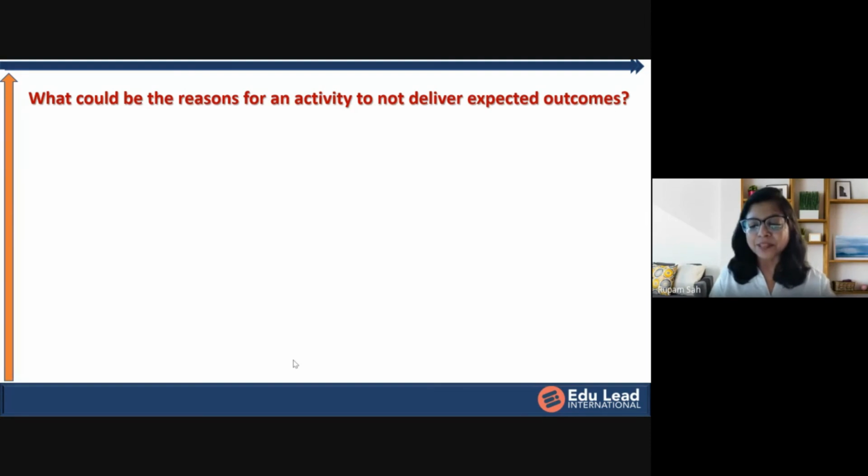Put it in the chat box. Yes, ambiguous instructions. If your instructions are not very clear, then the activity will not work out. Yeah, let's hear from others. Time management, okay, if you have not allotted the right time to things, then the time constraint is something. If you are planning the activity, you know that this much time is there and therefore you are planning the activity. Group formation may take a lot of time and so that may not happen really well.